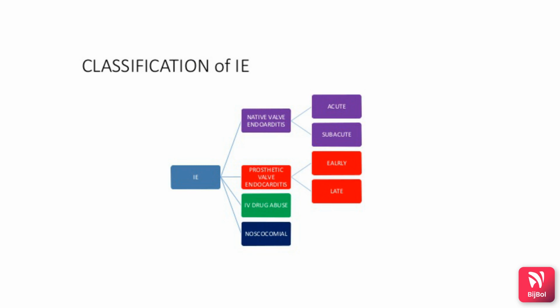Classification of infective endocarditis. It can be divided into native valve endocarditis, prosthetic valve endocarditis, and endocarditis in IV drug abusers. The mitral valve is most commonly involved, followed by the aortic valve, in native valve endocarditis. In prosthetic valve endocarditis, it is reversed. The aortic valve is more likely involved than the mitral valve.